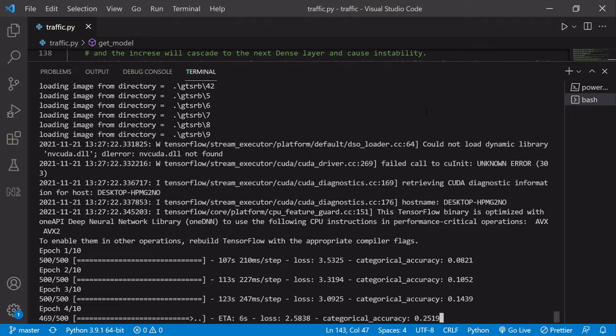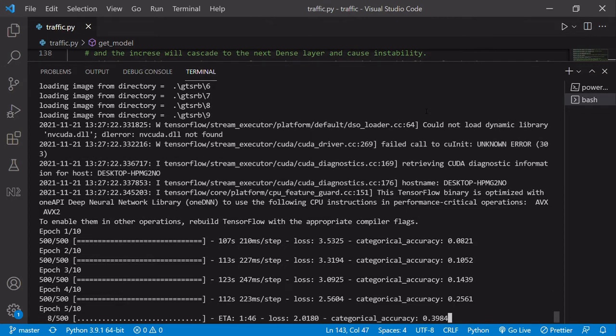So after my max pooling, I flattened it, and then I sent it into a 64 unit dense layer. All of these are using the ReLU activation, which is a standard operation.